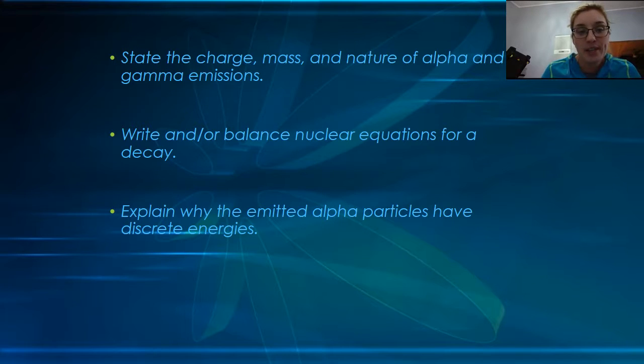Alright, the last outcome related to alpha decay. We need to look at the charge, mass and nature of alpha. In particular, we're looking at alpha emissions and balanced nuclear equations for this type of decay, and explaining why these alpha particles have discrete energies when they're emitted.